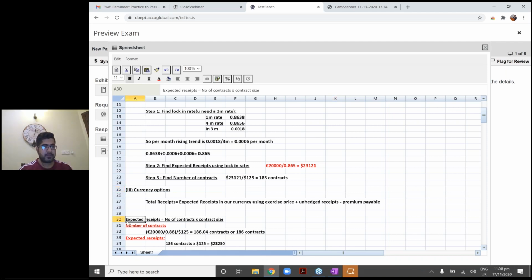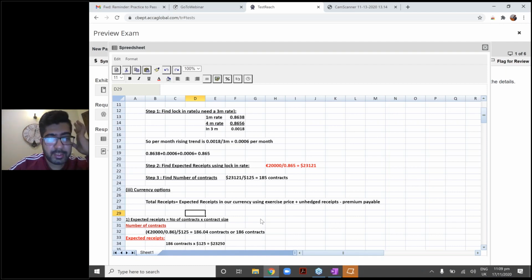The formula for expected receipts was number of contracts into contract size. So number of contracts was expected receipts in foreign currency divided by exercise price divided by contract size. 186.04 contracts, you can round up to 187, that will become overhedged, but I advise you to make it down, 186 contracts, so that it remains underhedged. So expected receipts are 186 contracts multiplied by the contract size, that's 125, it's 23250. You got the expected receipts.